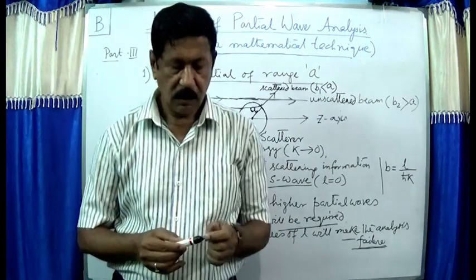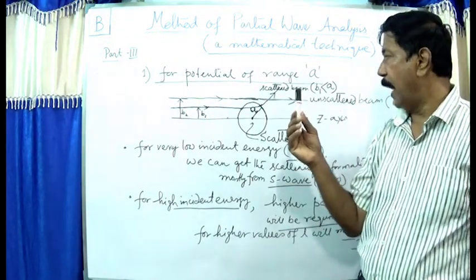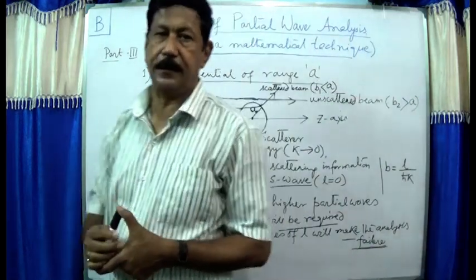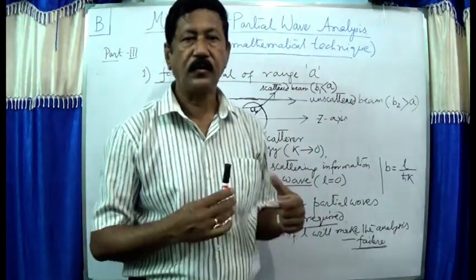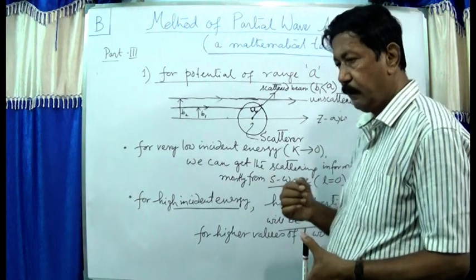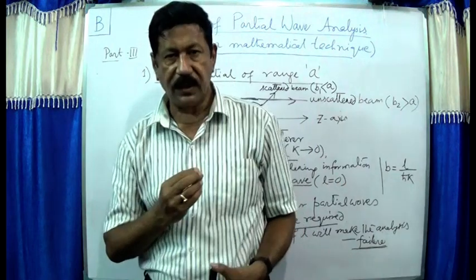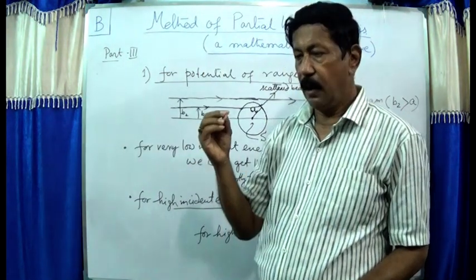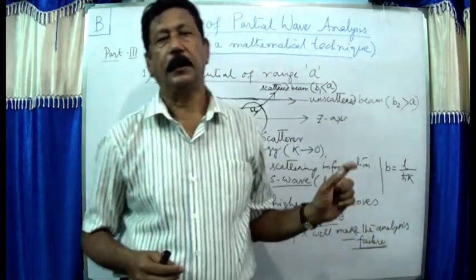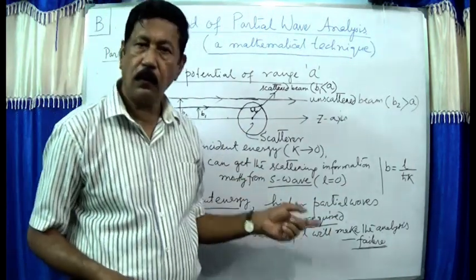Okay? So this is the interrelation between the value of L and how many values of L are to be considered when we want information about the scattering processes. That is, to get the values of delta, I mean the phase shift, the scattering amplitude, and also the scattering cross sections. So everywhere L will play an important role.